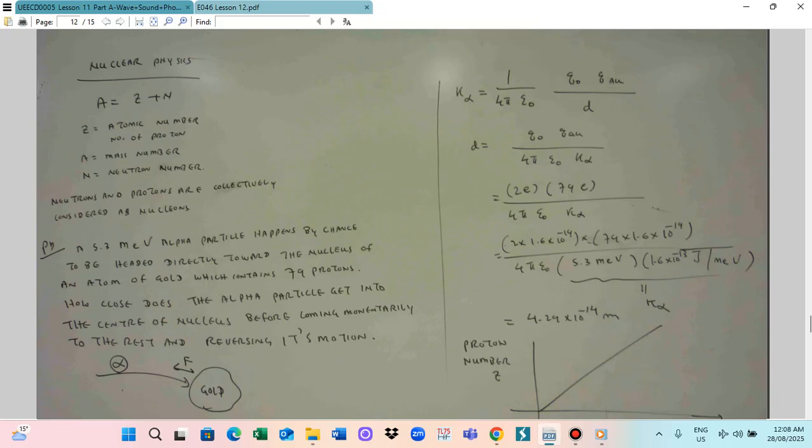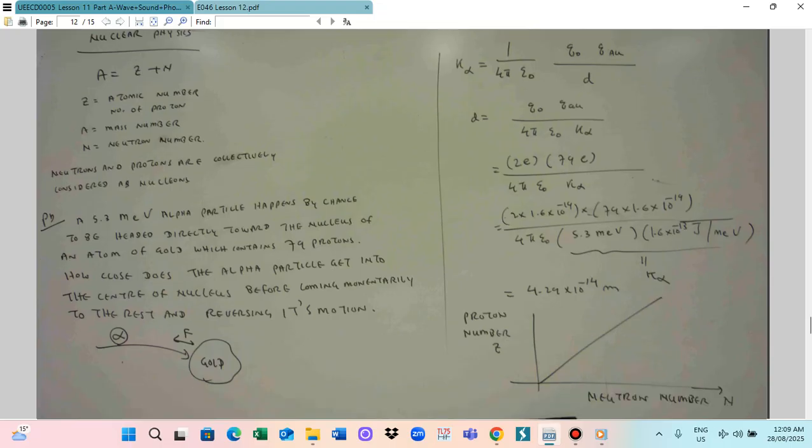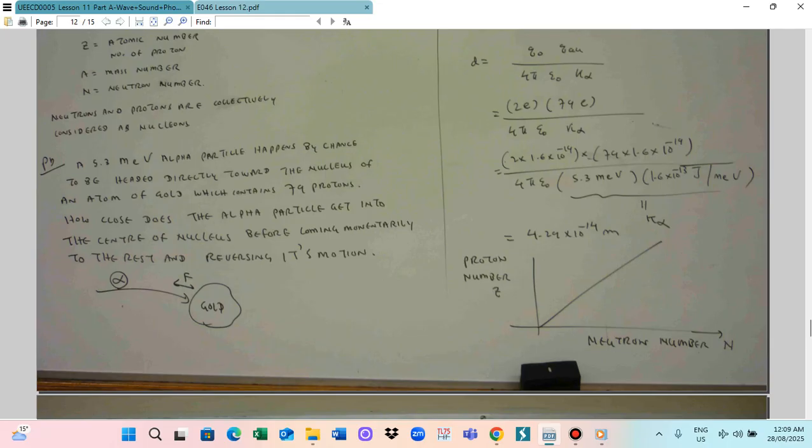This is 5.3 mega electron volt multiplied by 1.6 times 10 power minus 13 joule per mega electron volt. So this is the value of K alpha. By solving this, the distance is 4.29 times 10 power minus 14 meter. The point is the alpha particle goes in, and before reaching the gold nucleus it can reach up to 4.29 times 10 power minus 14 meter.